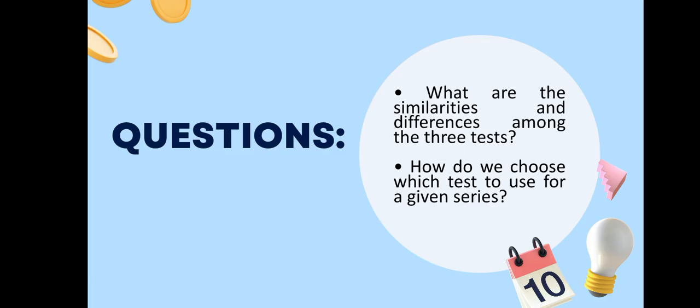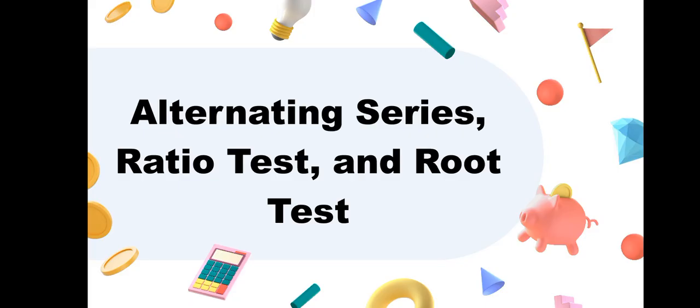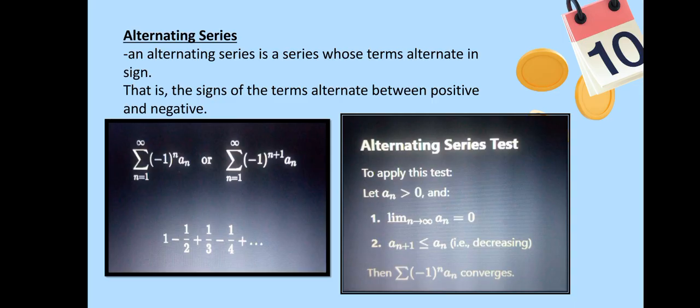So, let's dive into our formal discussion. Our topic for today is all about alternating series, ratio test, and root test. What is an alternating series? An alternating series is a series whose terms alternate in sign. That is, the signs of the terms alternate between positive and negative.